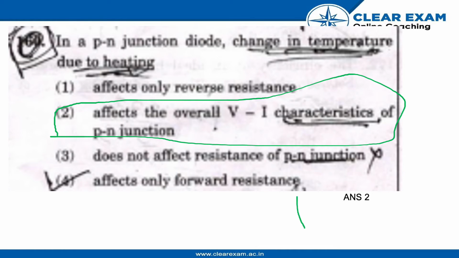If you remember, there is a graph in your textbook which is something like this: 0 at this, and then it is between the current and voltage. So as seen from the graph, change in temperature affects the IV graph. So in PN junction diode, the change in temperature due to heating affects the overall VI characteristic of the PN junction.